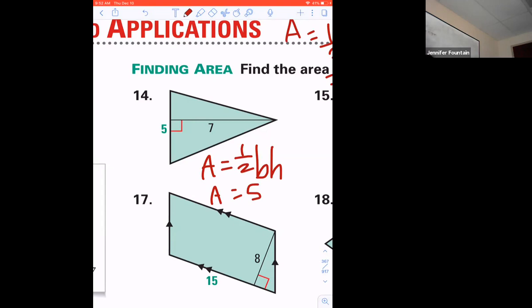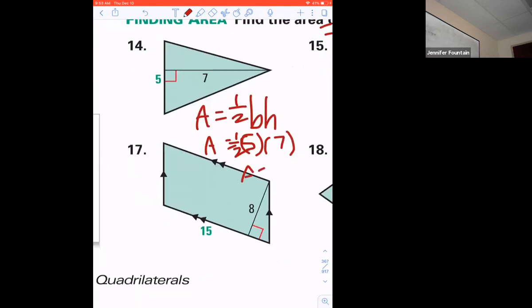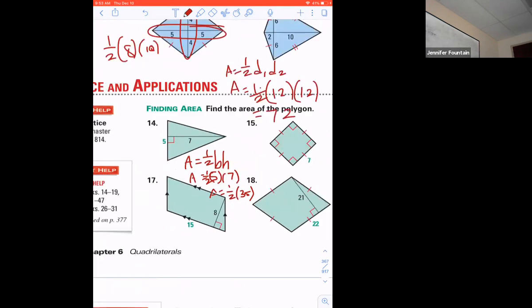Even if you identified those incorrectly, you're still going to get the right answer. What is 5 times 7? 35. So I have 1/2 times 5 times 7, so area equals 1/2 of 35. What's half of 35? 17.5. Good. You could look at that and say, what is half of 36? That would be 18. What's half of 34? That would be 17. So half of 35 is 17.5. You're just using your formulas.